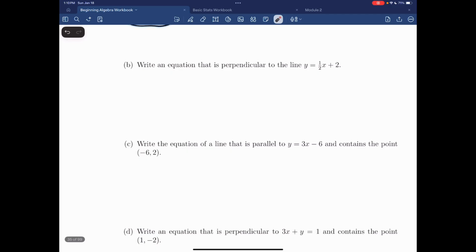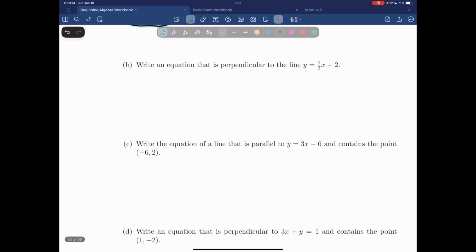All right, so looking at example B, we have write an equation that is perpendicular to the line y equals 1/2 x plus 2. Well, recall, perpendicular means that they must have a slope that's opposite and a reciprocal. So since this slope is positive, we're going to need to have some negative slope automatically just by looking at it. So we get y equals negative blank x.